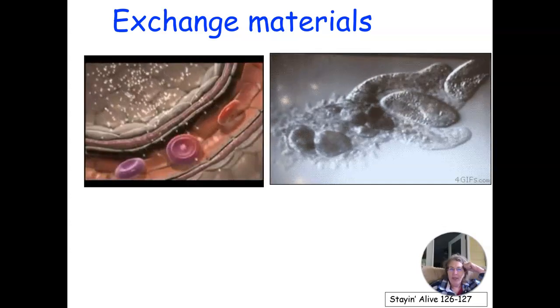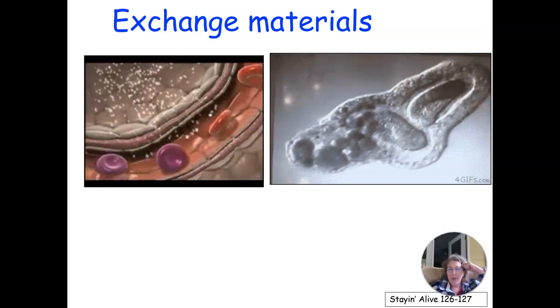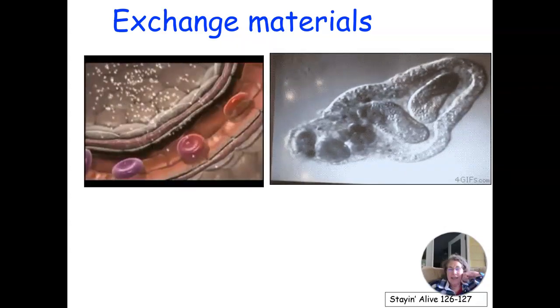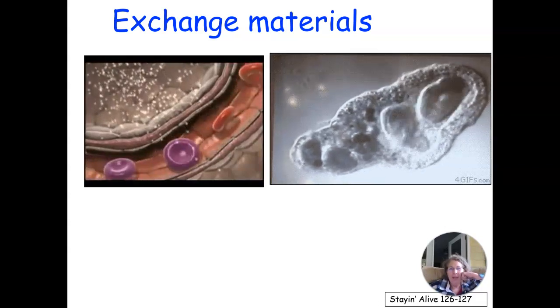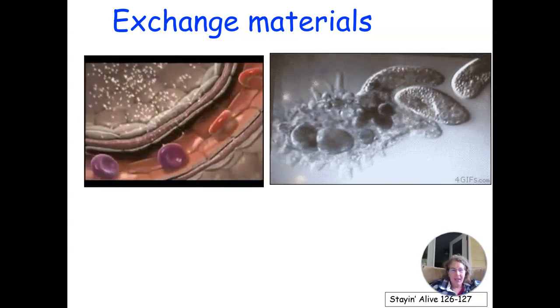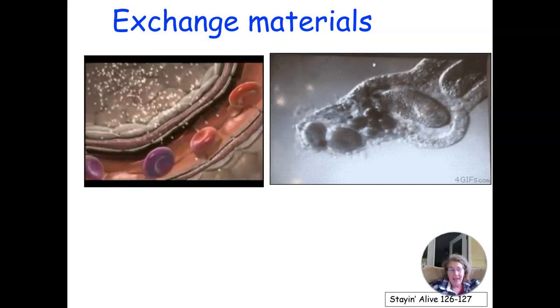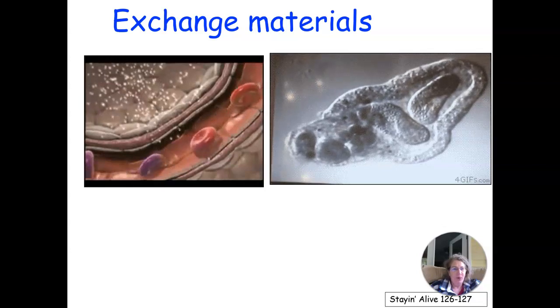The exchange of materials. So we have to take in food or get rid of our waste. So once this amoeba eats these parameciums, he'll have waste from that. And you can see up on the left, you can see gas exchanges between the alveoli in the lungs and the red blood cells. It's just an animation, it's not real.